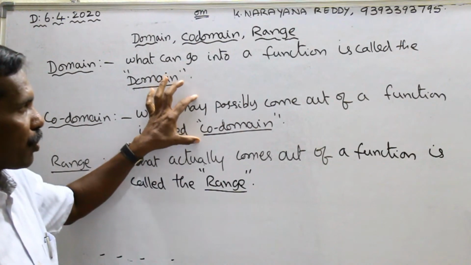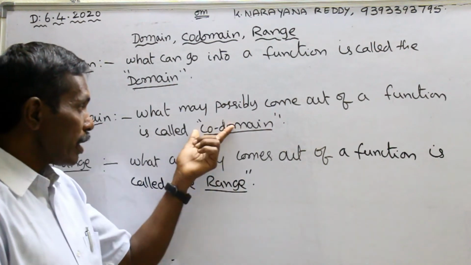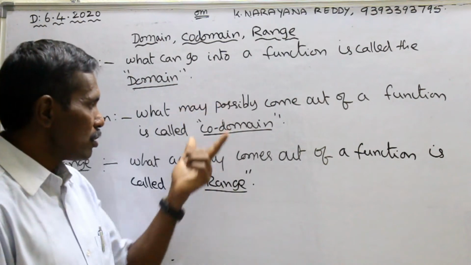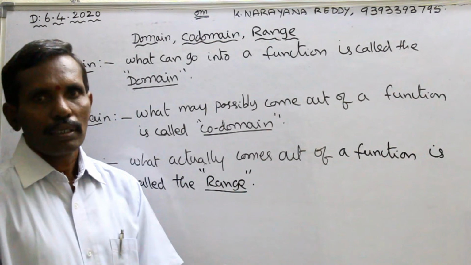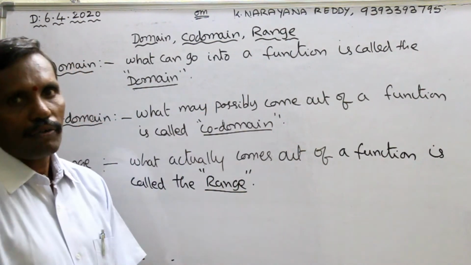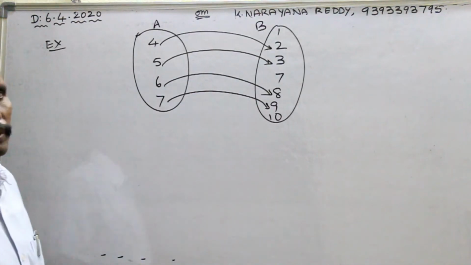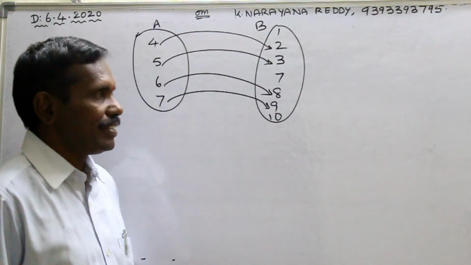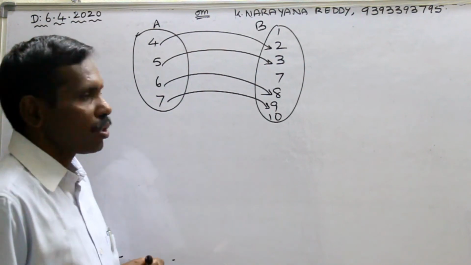Codomain, a very important point which you have to observe. What is the difference between domain, codomain and range? Input values are domain values. Output values are range values. And codomain values are possible outcomes. Possible outcomes are called codomain values or codomain variables. Okay. See the example for domain, codomain and range. Simple. There is no doubt about that.